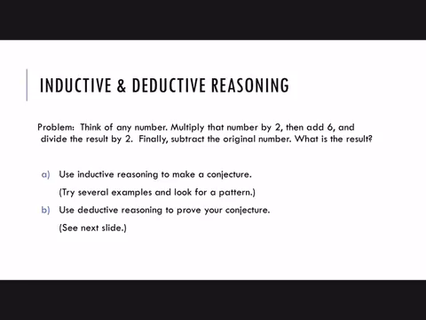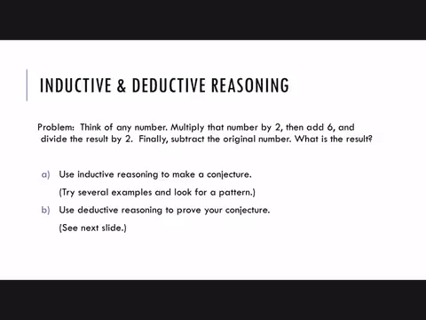Okay, let's do an example of these two types of reasoning working together. Little number games like this, where you are given some instructions and then somebody can guess your answer, or you notice that it magically works out to be the same thing every time. So let's see what we have here. Think of a number, multiply it by 2, add 6, then divide by 2, and then subtract your original number and see what the result is.